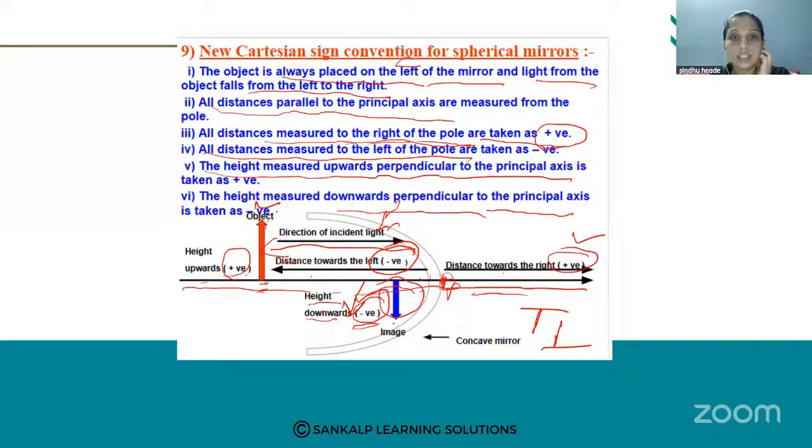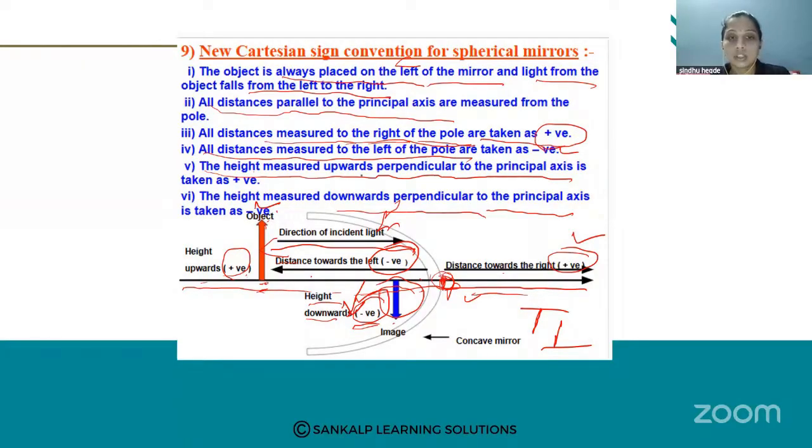Then the second rule is what? Always measure object distance and image distance from the reference point, that is the pole. This is the second point. And next, all distances measured to the left of the pole are taken as negative. Left of the pole is taken as negative, and if it's to the right side, then it is taken as positive.